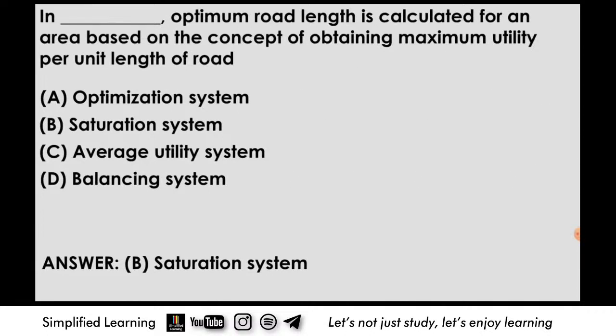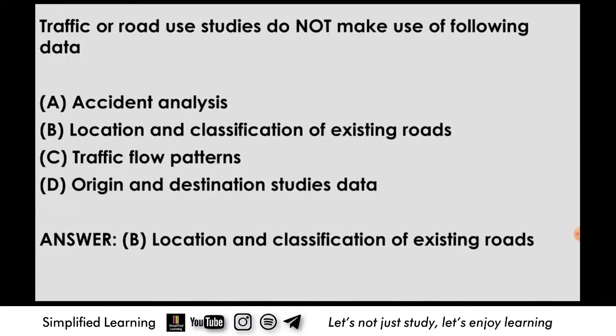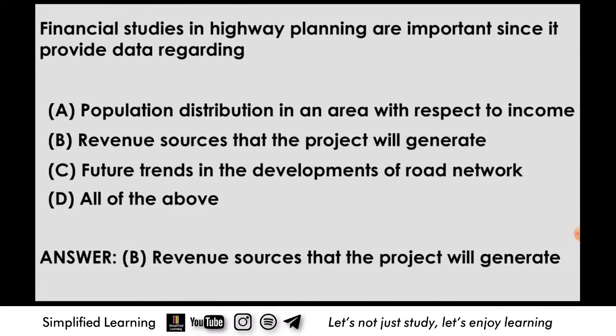Then in saturation system, optimum road length is calculated for an area based on the concept of obtaining maximum utility per unit length of road. Then traffic or road use studies do not make use of location and classification of existing roads. Financial studies in highway planning are important since it provides data regarding revenue sources that the project is going to generate.